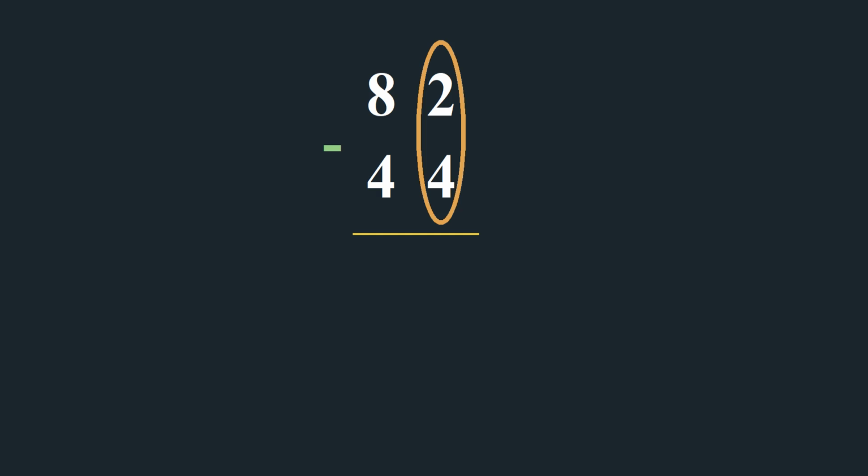We start solving the subtraction problem by subtracting the numbers in the ones column. 2 minus 4. But I can't do it because 2 is smaller than 4. So we must borrow.